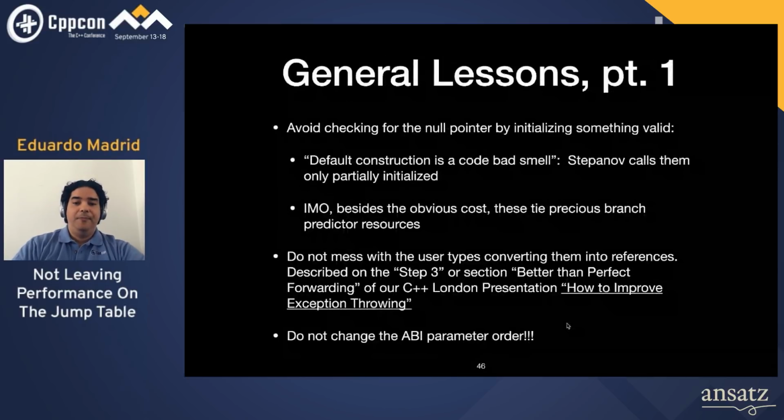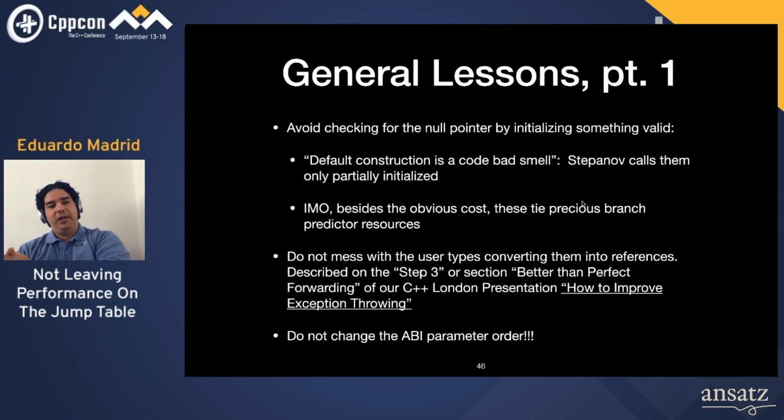Okay, so what are the improvements that were incorporated in Folly? Number one, you don't check for the null pointer. You don't pay for that, by making sure that you initialize something valid in the first place. That's so important. Remember that Alexander Stepanov, in the seminal work that he did on Elements of Programming, says very explicitly that if you default construct something that is just partially initialized, it is in a meta state, not properly initialized. That is a code smell.